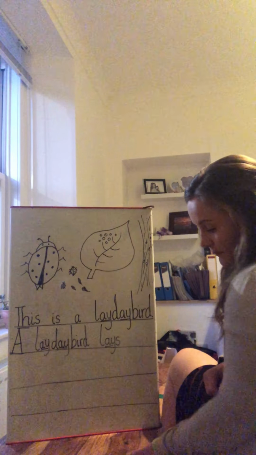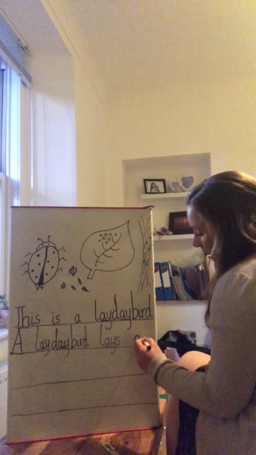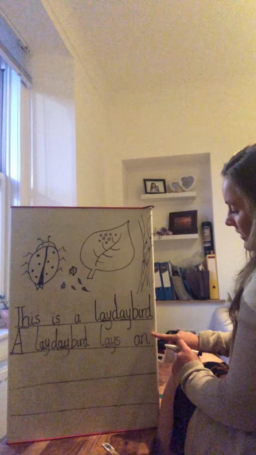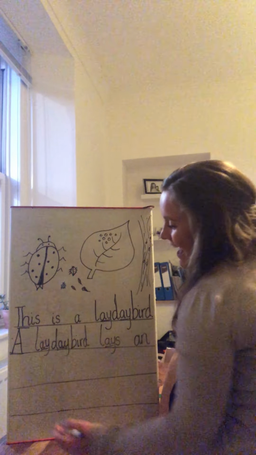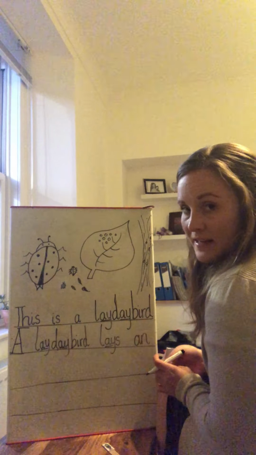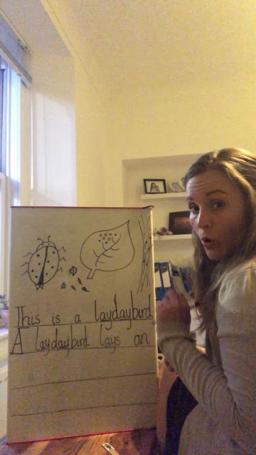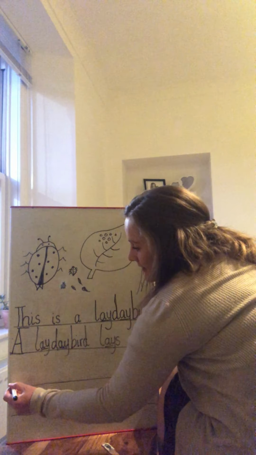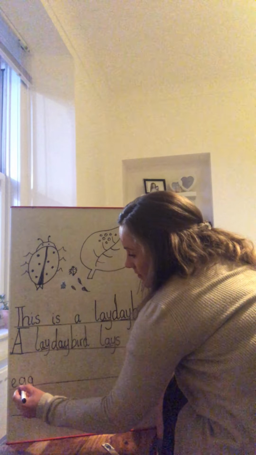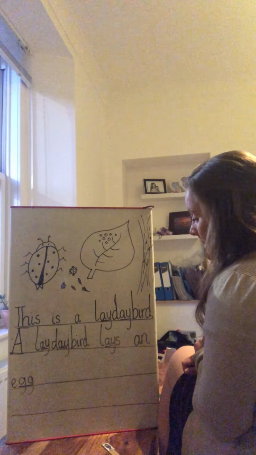And we need a finger space. An egg. Now I don't have enough room to write egg in here, so I'm going to go down here. Egg. Now, this is another one of our special friends that you might remember from some of our words. Because it's got a g at the end, we put 2 of them. So we've got 2 g's, because if we've got a g at the end of a word, we normally put 2. A ladybird lays an egg.